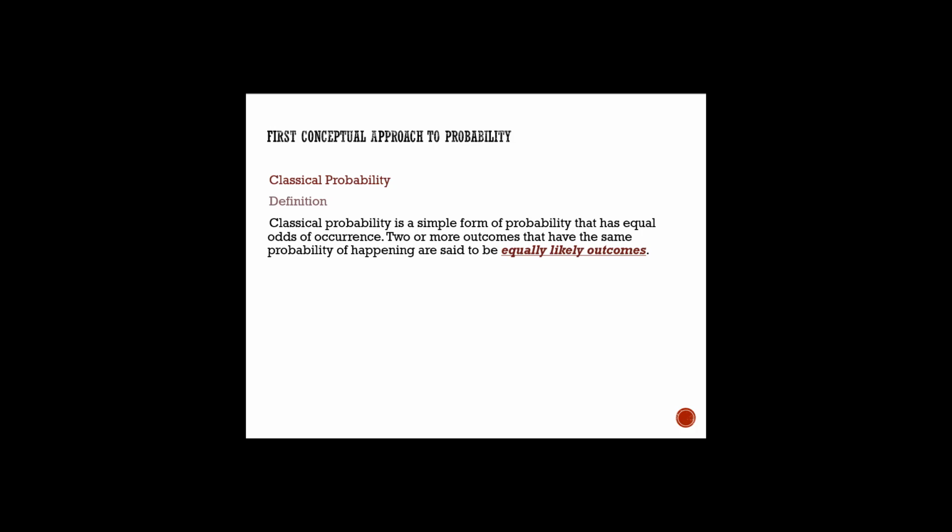Now, classical probability is a simple form. It has an equal chance of occurrence. The odds are equal that each of the outcomes would occur. So now, what happens is we call these equally likely outcomes. In this approach, we have to know all of the possible outcomes. So that makes them actual or something called theoretical probabilities.